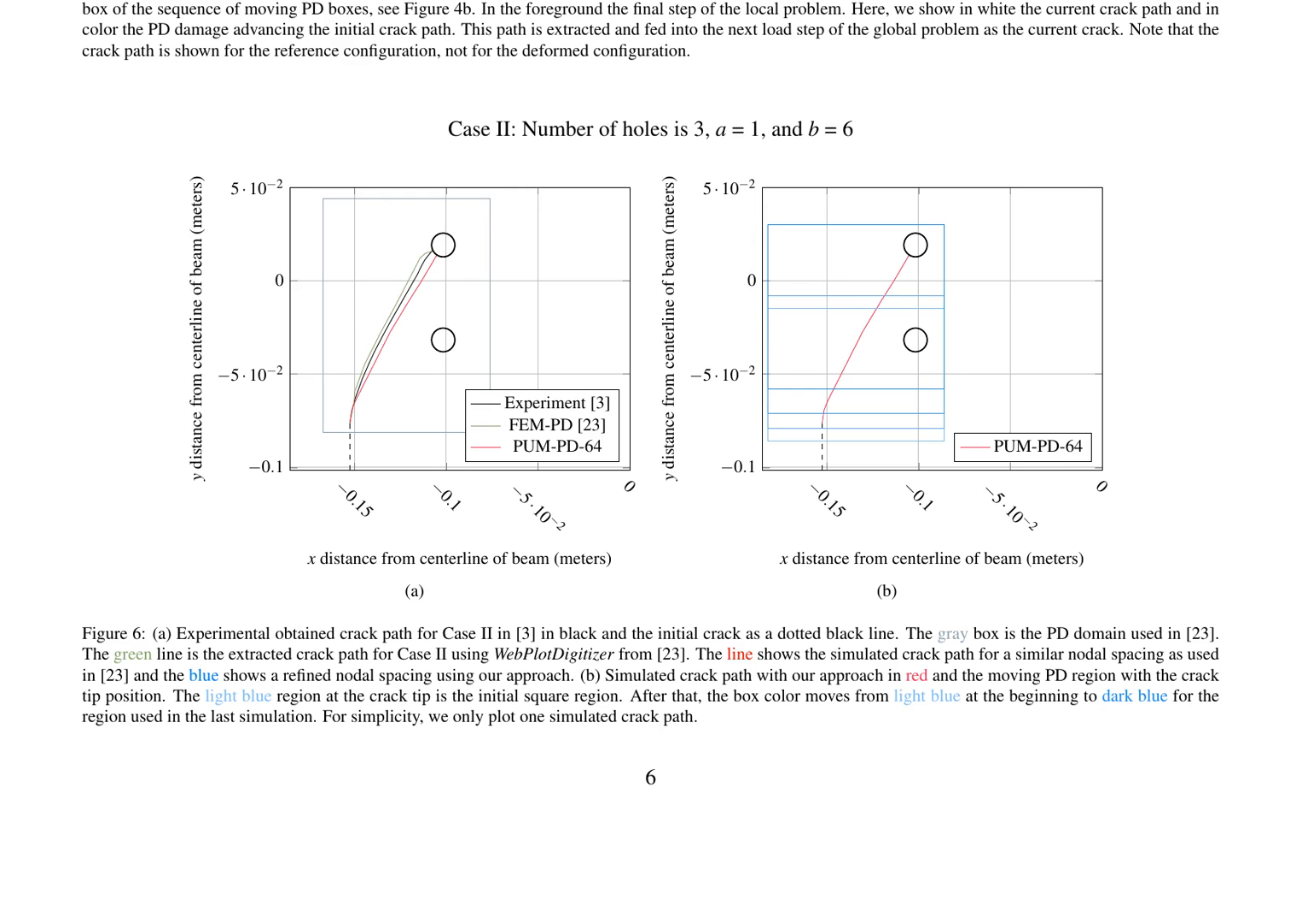Figure 6b showcases the simulated crack path with the proposed approach in red, and the moving PD region with the crack tip position. The light blue region at the crack tip is the initial square region. The box color transitions from light blue at the beginning to dark blue for the region used in the last simulation, providing a clear visual representation of the progression of the crack path. For simplicity, only one simulated crack path is plotted.